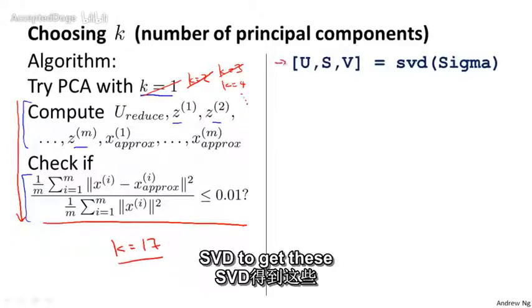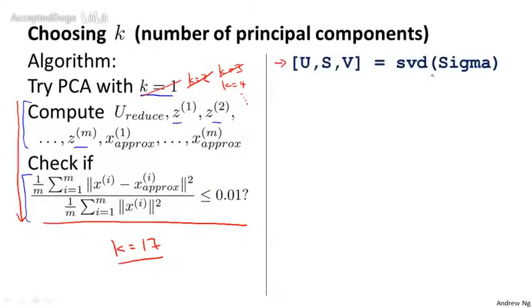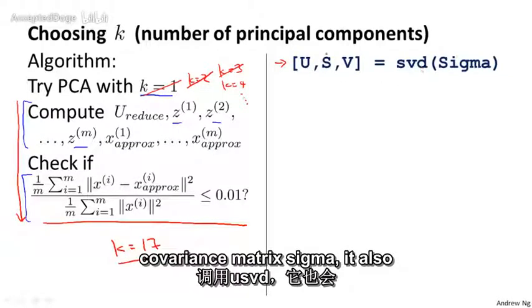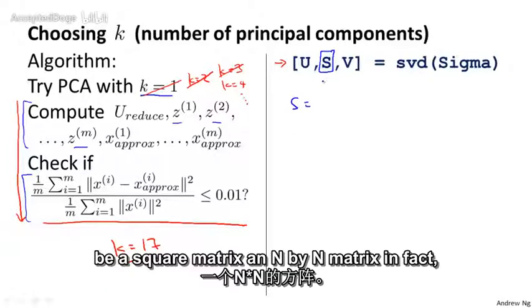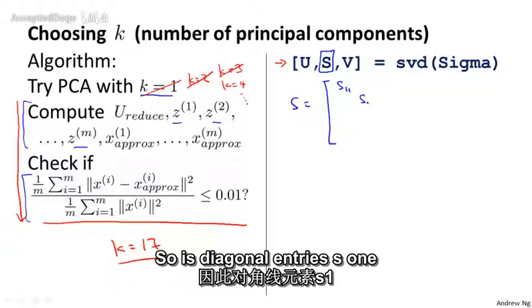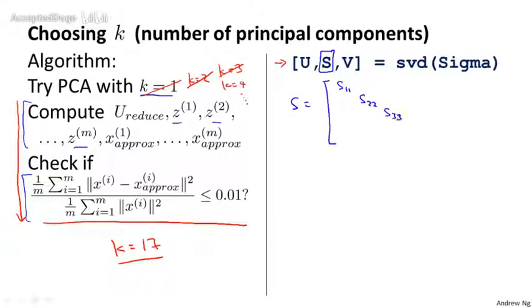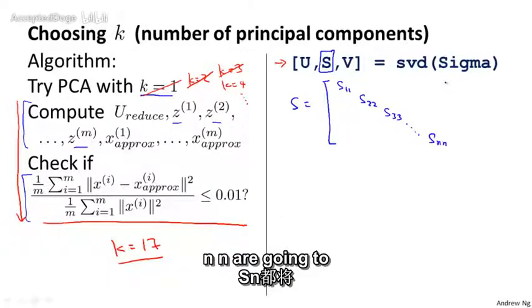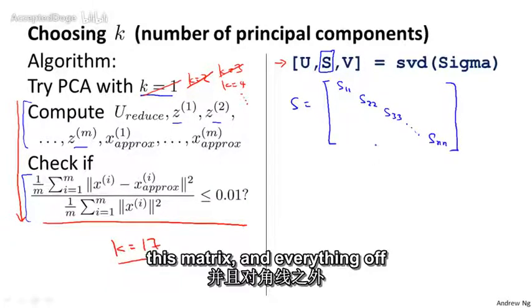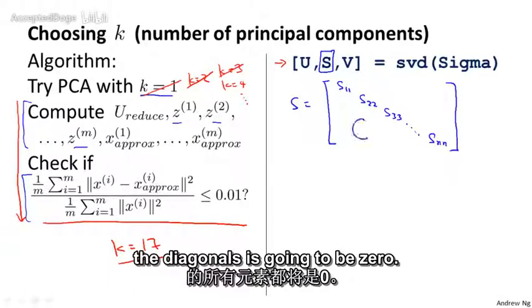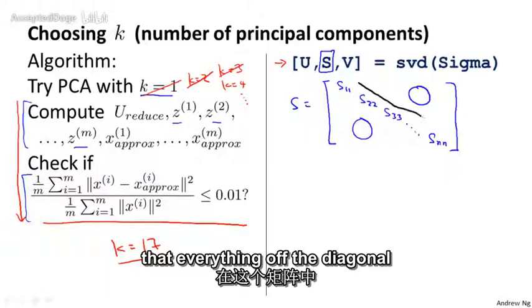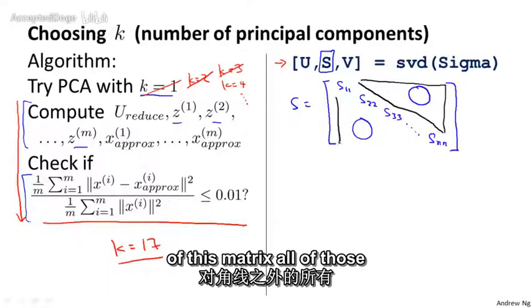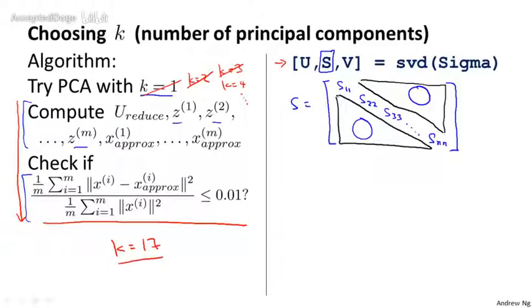Specifically, when you're calling SVD on the covariance matrix Sigma to get these matrices U, S, and V, it also gives us back this matrix S. S is going to be a square, n by n matrix that is diagonal. Its diagonal entries S11, S22, S33, down to SNN are going to be the only non-zero elements of this matrix, and everything off the diagonal is going to be 0. Those big O's that I'm drawing mean that all of the entries off the diagonal of this matrix are zeros.